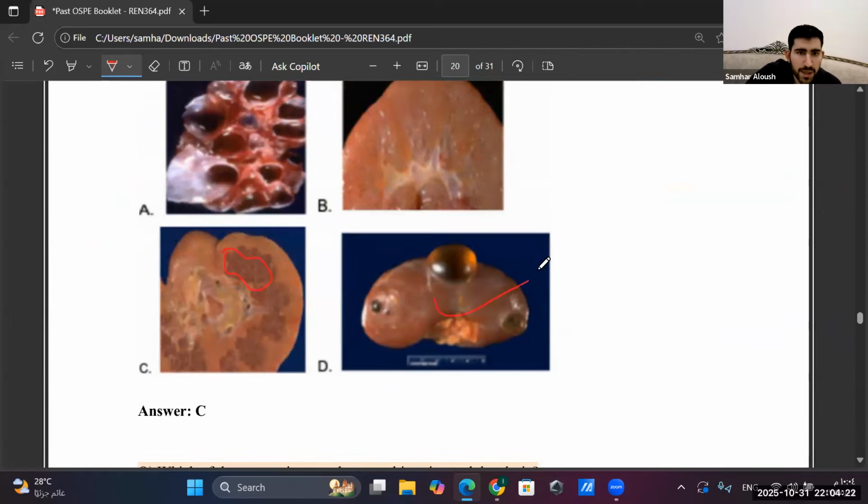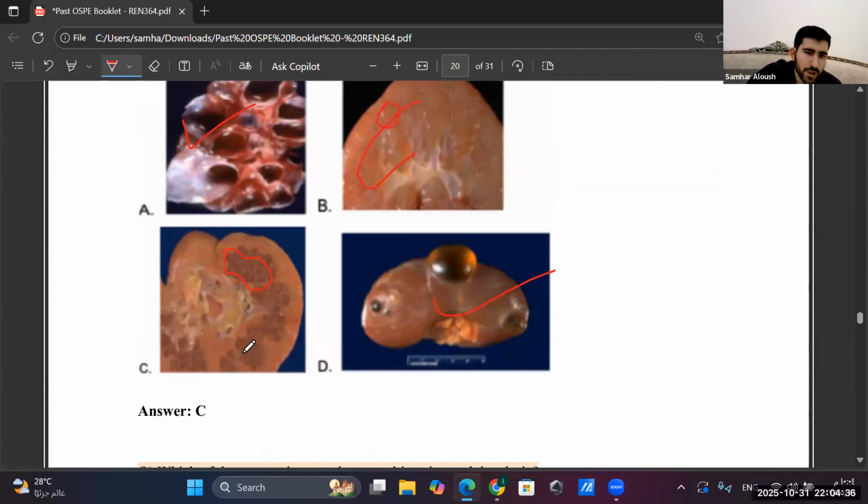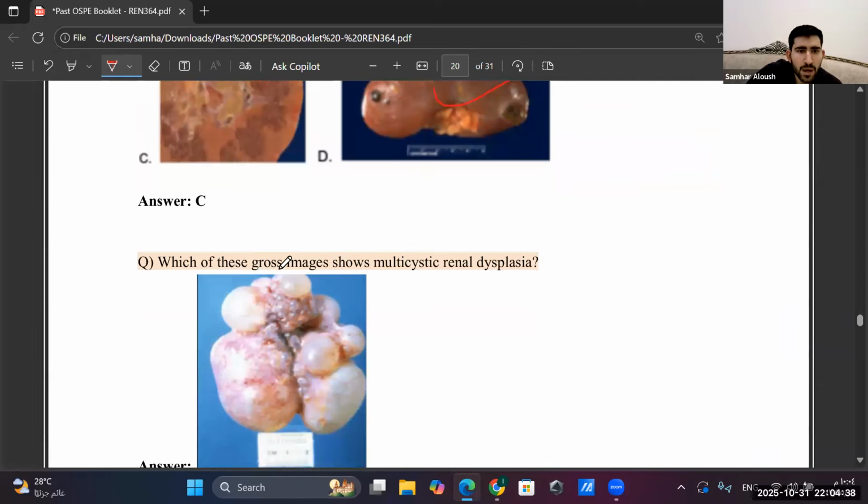But this is a simple renal cyst. This one is not medullary, it's called multicystic dysplasia. And this one is autosomal recessive kidney disease because we have inner cysts only, even in the cortex, but it's inner. But this one is the medullary sponge kidney. Which of the following shows multicystic renal dysplasia? We have multiple cysts that we can't even tell if this is a kidney, and we have cartilage here.